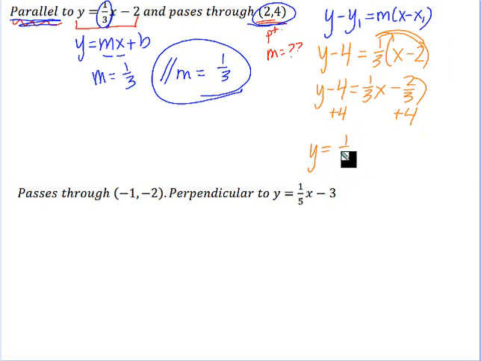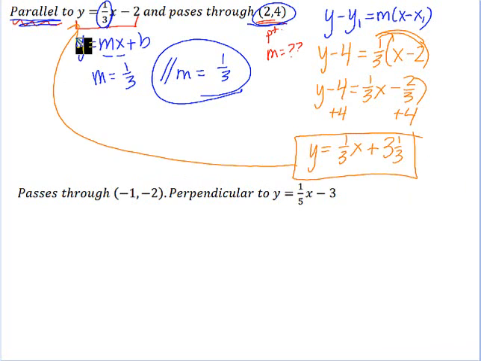So y is equal to 1/3 x. Negative 2/3 plus 4 is 3 1/3. So there is our slope-intercept form, y equals 1/3 x plus 3 1/3. These two equations would be parallel to one another. You can clearly see that because both of their slopes are 1/3.